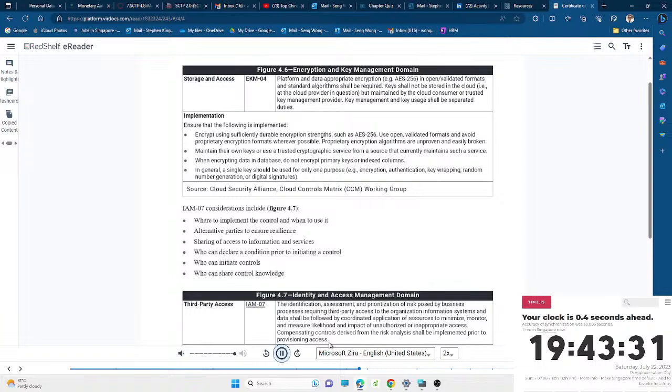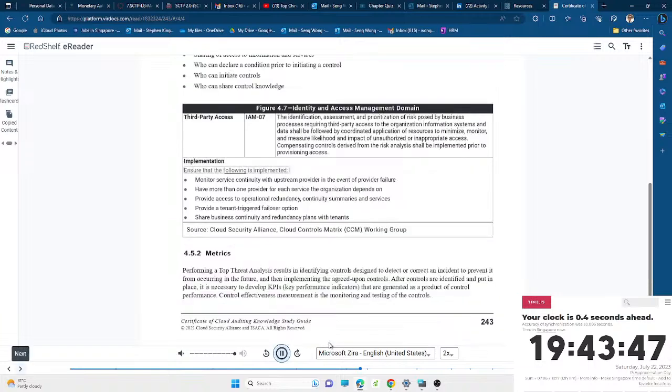Figure 4.7, Identity and Access Management Domain, Third-Party Access, IAM07: The identification, assessment, and prioritization of risk posed by business processes requiring third-party access to the organization's information systems and data shall be followed by coordinated application of resources to minimize, monitor, and measure likelihood and impact of unauthorized or inappropriate access. Compensating controls derived from the risk analysis shall be implemented prior to provisioning access.